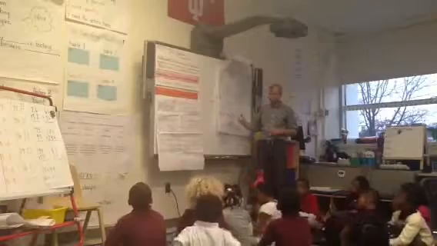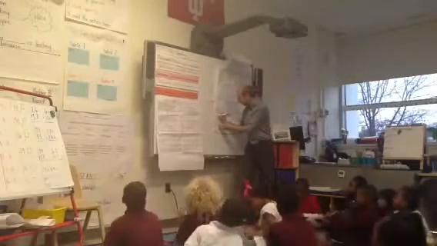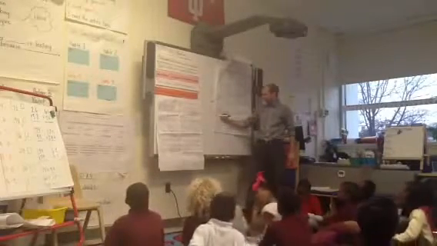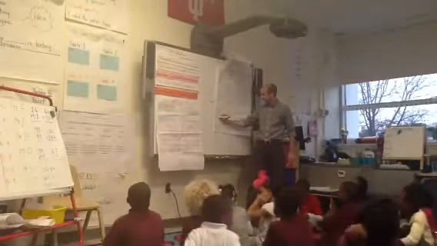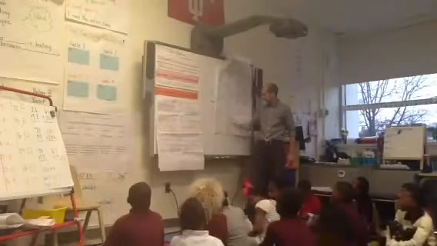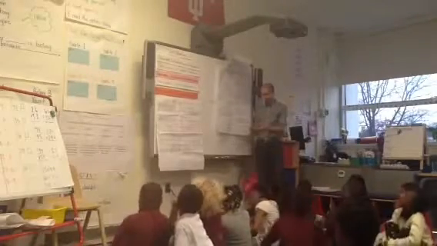Okay, I'm drawing 29. So count along with me as I draw it. 10, 20, 21, 22, 23, 24, 25, 26, 27, 28, 29. Okay, and I'm subtracting 16.